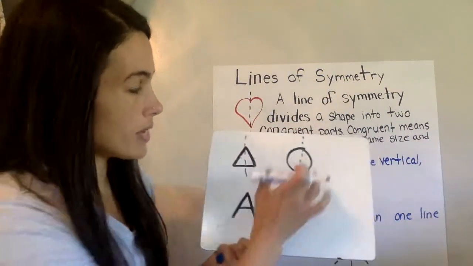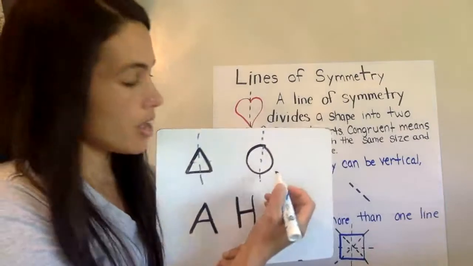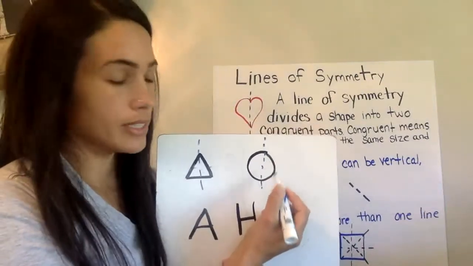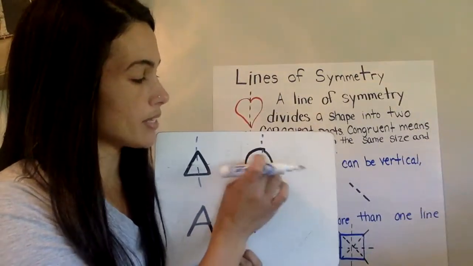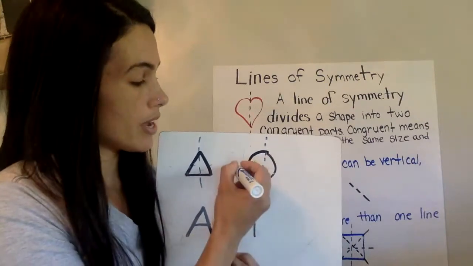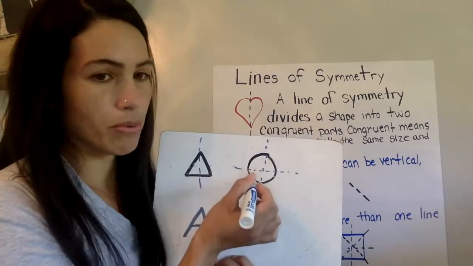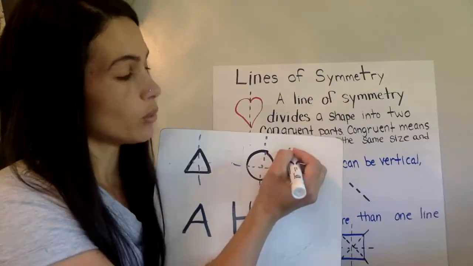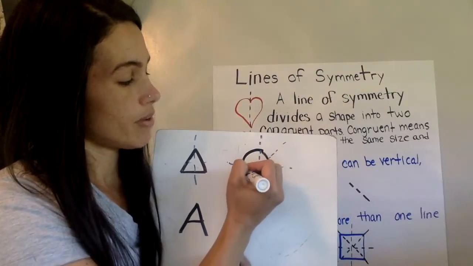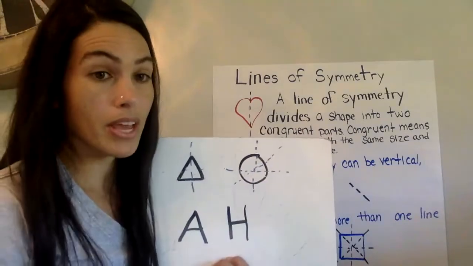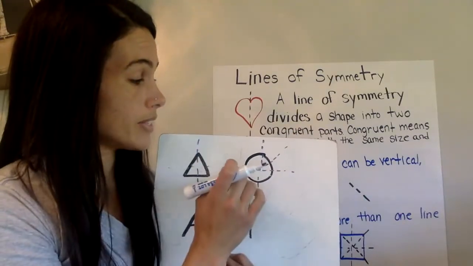Sorry, I'm trying to be as exact as possible, but if I was to draw this down the middle, is this a line of symmetry? Yes, because these two would be the same. Can I make a line of symmetry here? Yes, because these two would be the same. If I was to fold it. If I was to do diagonal, same thing. The circle has a lot of lines of symmetry.